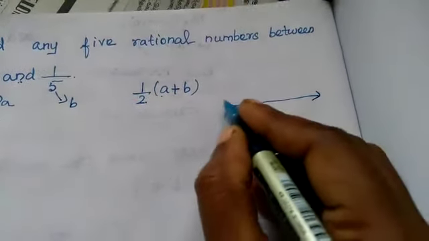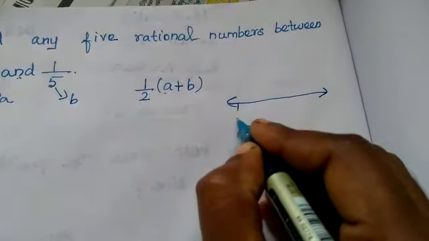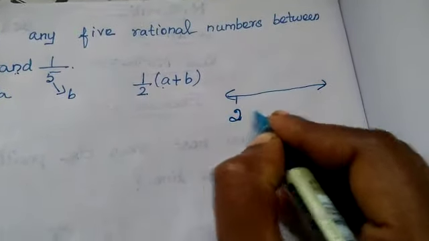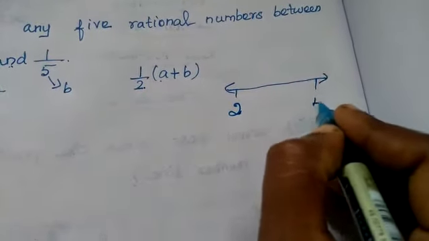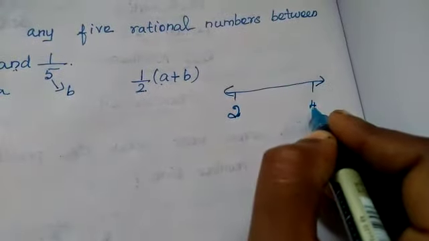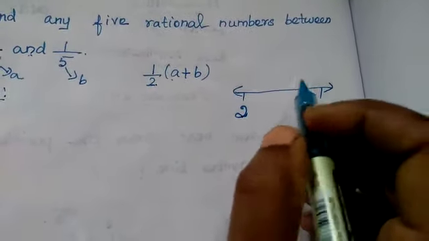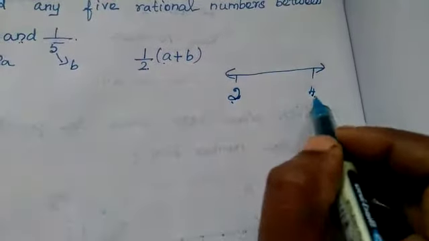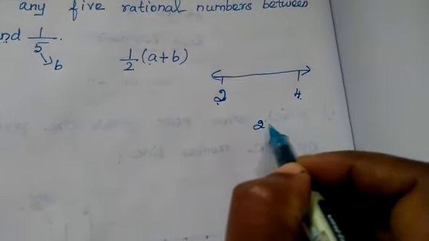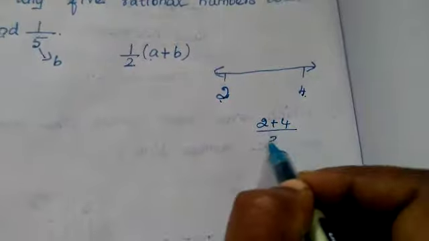This is a number line. Here this one is a. We mark this one as 2 and this one as 4. The number lies between 2 and 4. There are so many numbers that lie between 2 and 4. Now, we add these two numbers, 2 plus 4, divided by 2.